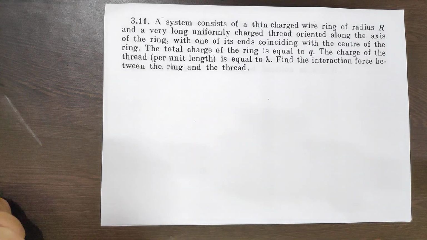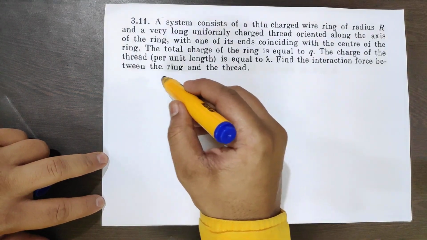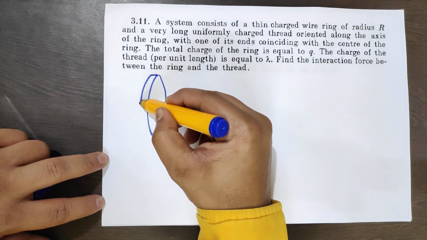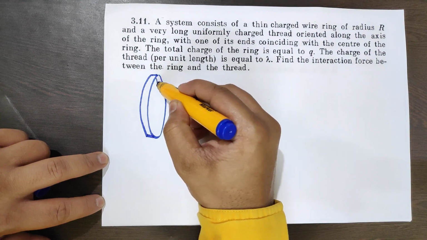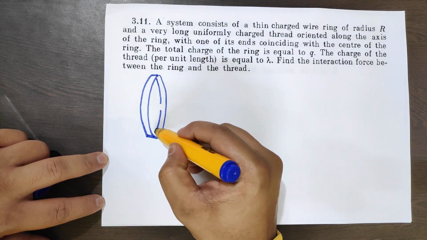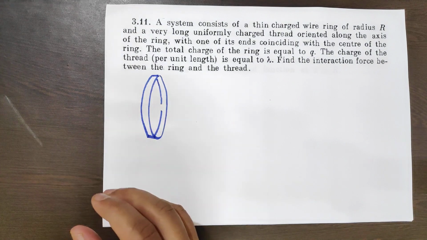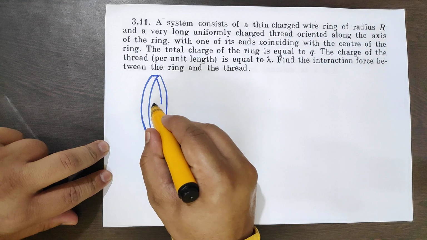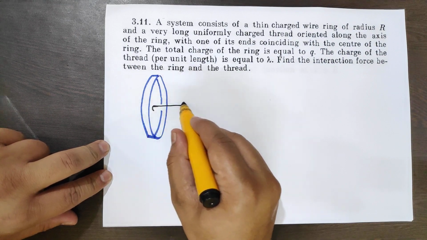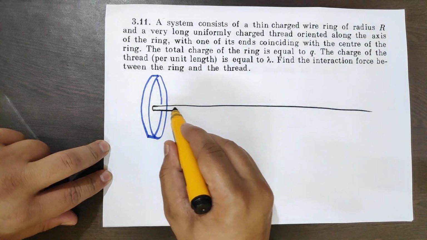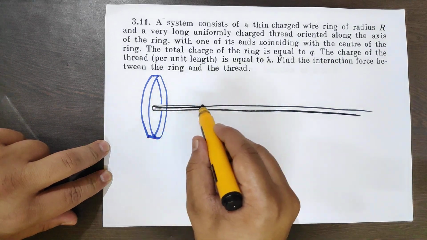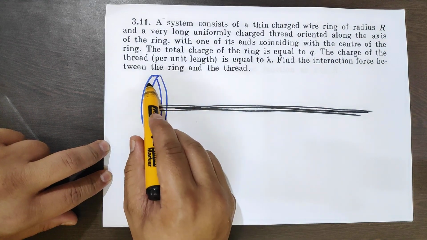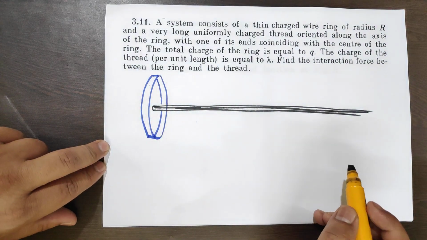Okay, so there is the ring, that's the ring, and here is the thread. The thread extends from the center of the ring till infinity. It's huge. So you have to find the force between this ring and this line charge.